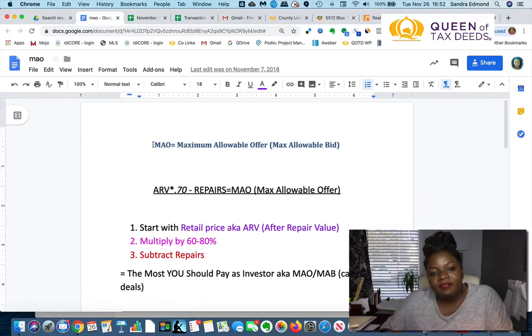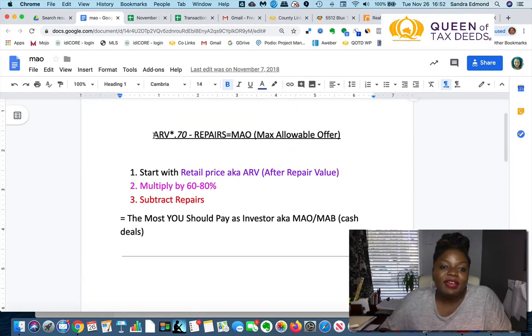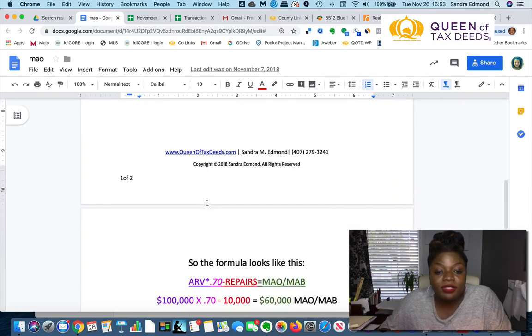We're going to use what investors call the MAO, maximum allowable offer, or what I call maximum allowable bid, MAB. That formula says you take the ARV times 0.70 minus the repairs, and that gives you the max you should pay. This number can be anywhere between 60 and 80%. We start with our retail price, multiply it by anywhere between 60 and 80%, and subtract the repairs. That gives us the most that we should pay.